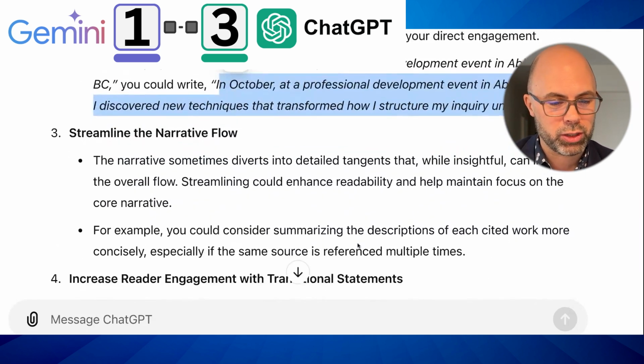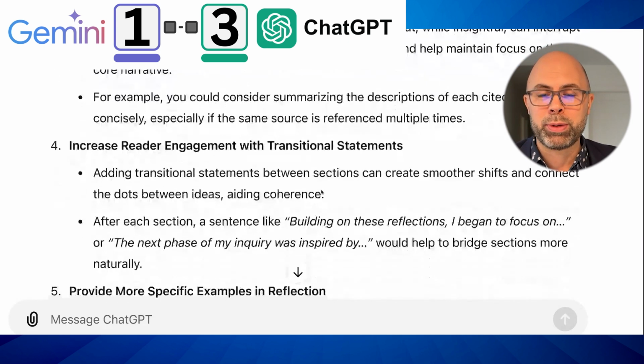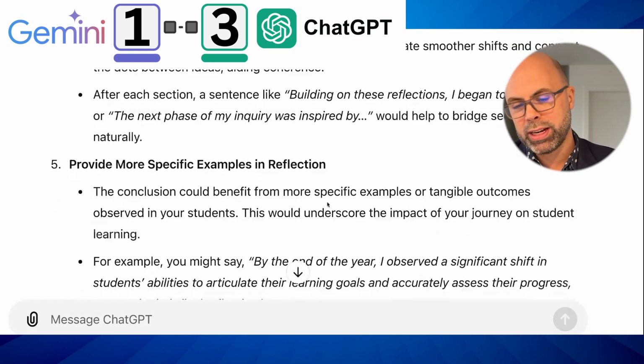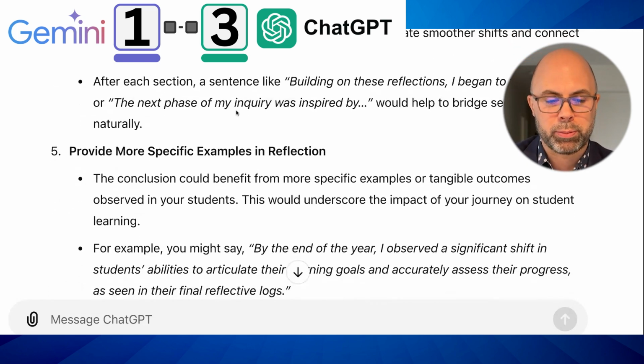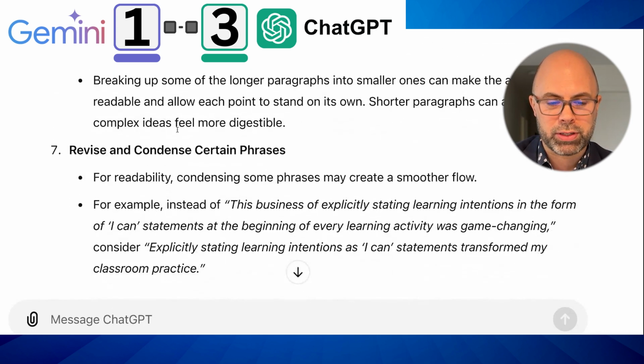Good upgrade there, ChatGPT. Streamline the narrative flow. The narrative sometimes diverts into detailed tangents that can interrupt the overall flow. Okay, I'm trying not to be hurt by your critique here, ChatGPT. Add transitional statements between sections. After each section, a sentence like, building on these reflections, I began to focus on, or the next phase of my inquiry was inspired by. These are pretty good points of feedback. Break up long paragraphs, yes.